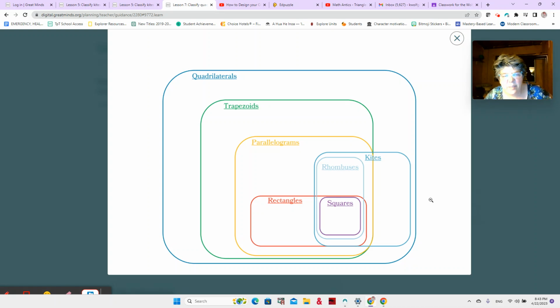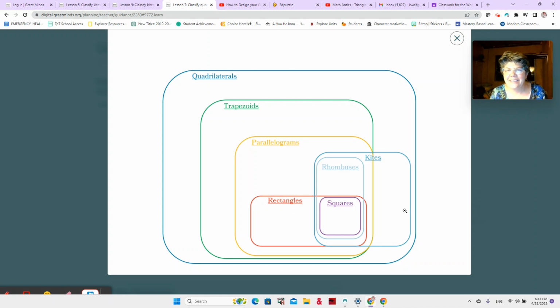Okay, so you can see that we have the set of all quadrilaterals here, right? And everything is inside of quadrilaterals. Look at the little details there. See how squares is down here inside of rhombuses and, partially inside of kites, and inside of rectangles and inside of parallelograms and inside of trapezoids.